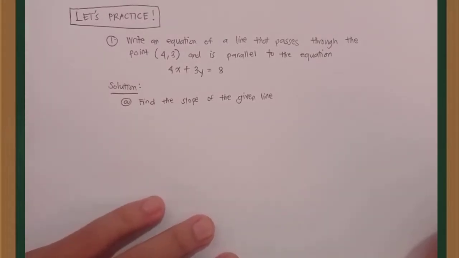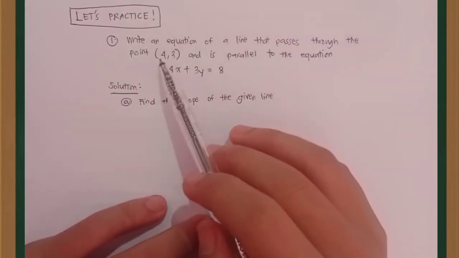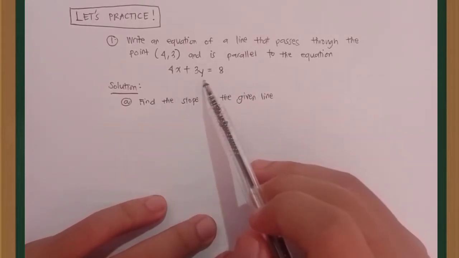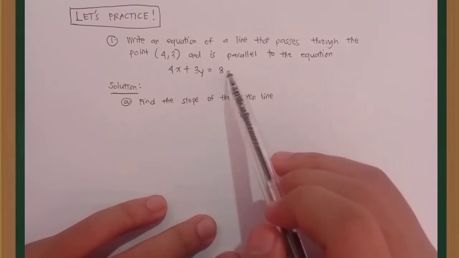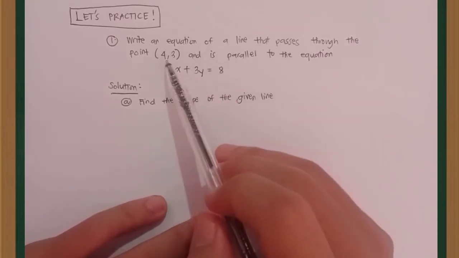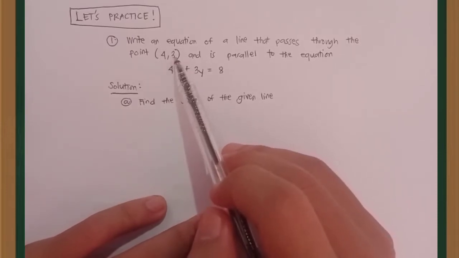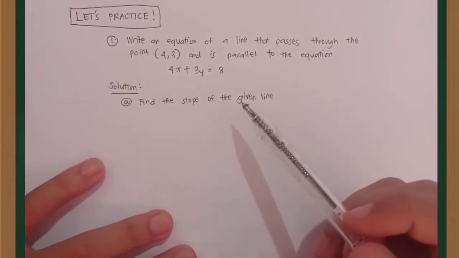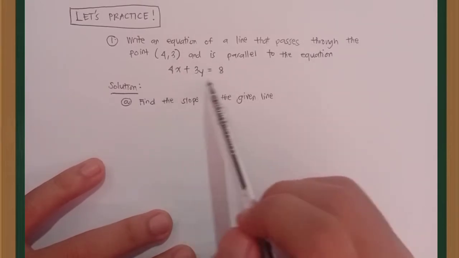Okay, let's practice. We have here the first example. Write an equation of a line that passes through the point (4, 3) and is parallel to the equation 4x plus 3y equals 8. So we need to find the other line which is parallel to this given line, but it should pass through the point (4, 3). This is a point. Now to find that line, first we need to solve for the slope of the given line.